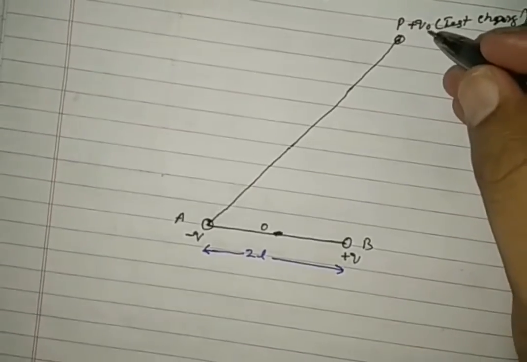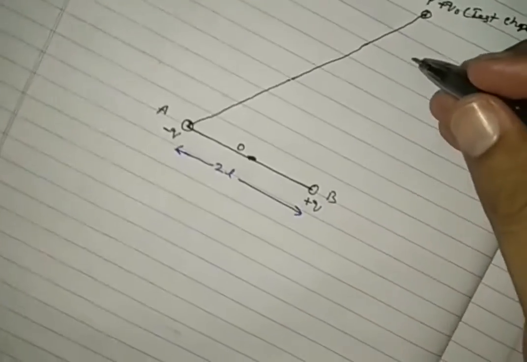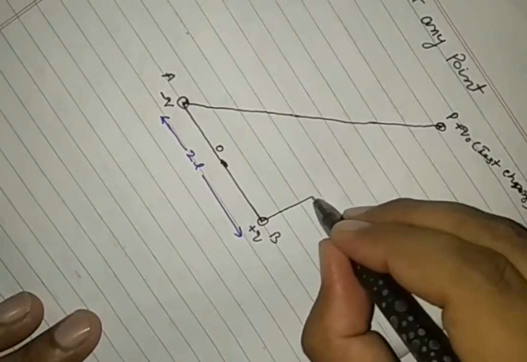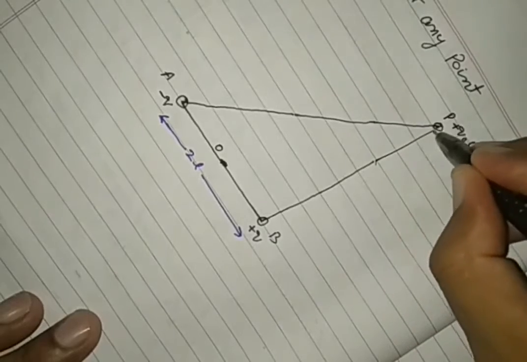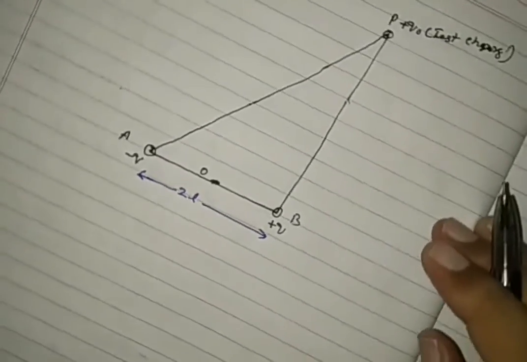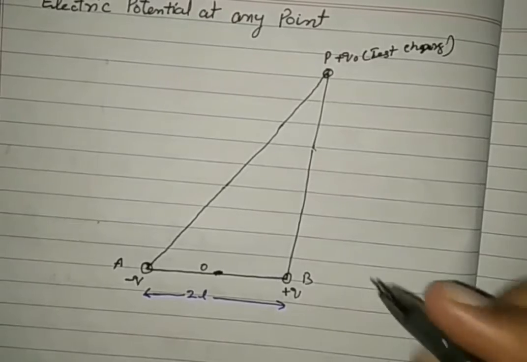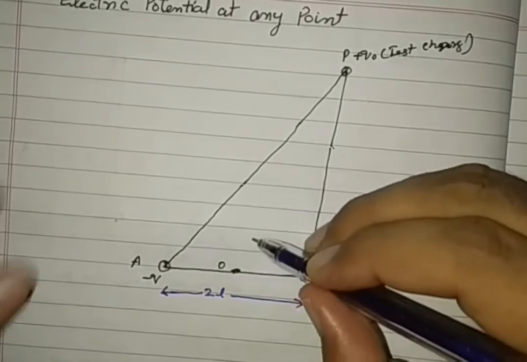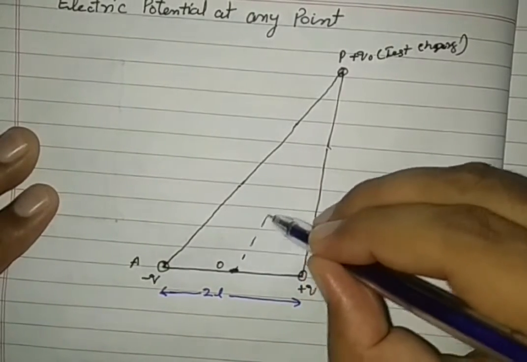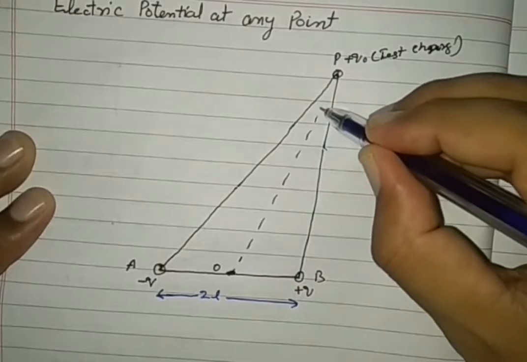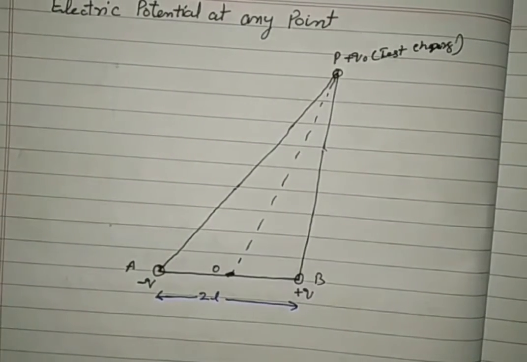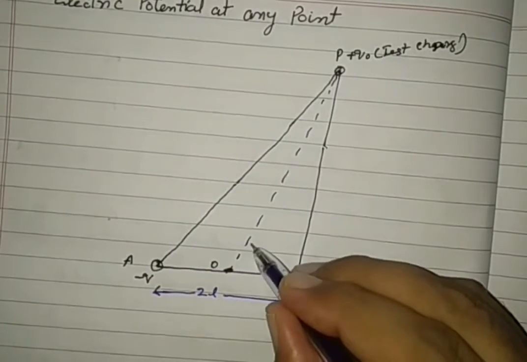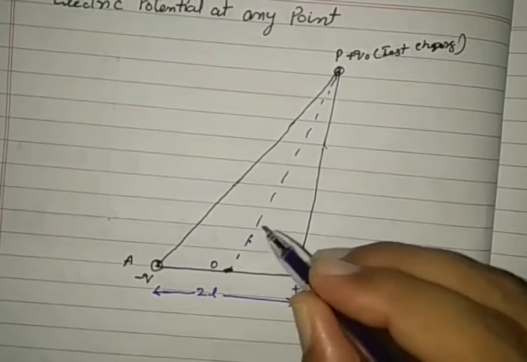Now I am going to join again. Let me rotate first of all. I am going to join this point, BP also. So see here in the diagram, the midpoint of the dipole I am meeting with point P here with a dotted line. Now see some calculations here. From point B I am drawing a perpendicular on OP.